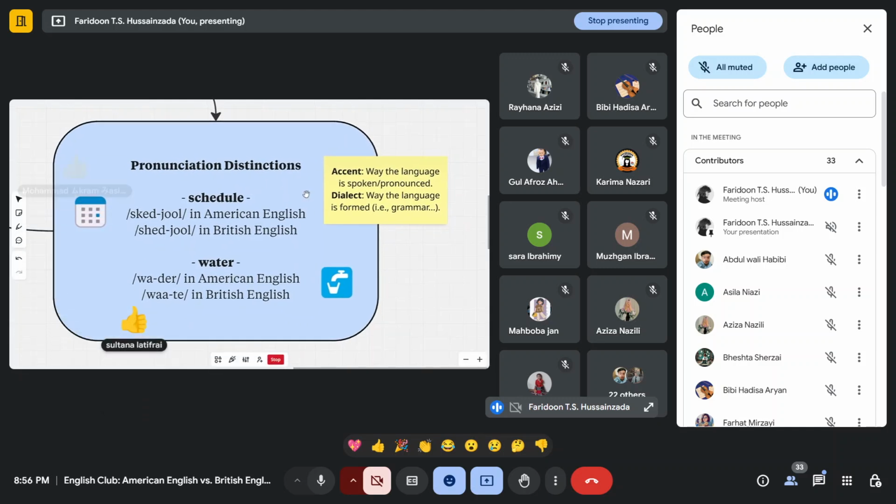Very good. I do apologize for speaking too quickly about these things, but as you know, we don't have a lot of time, so we do have to do that. Okay, coming to the pronunciation differences. The first one is the word schedule, and the second word is the word water.